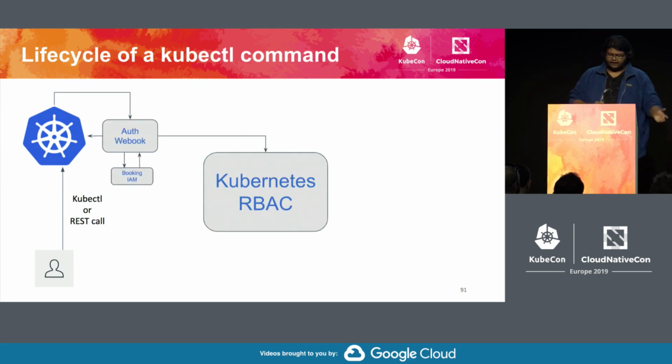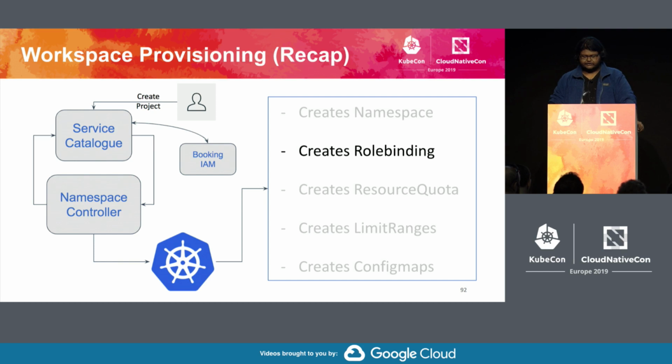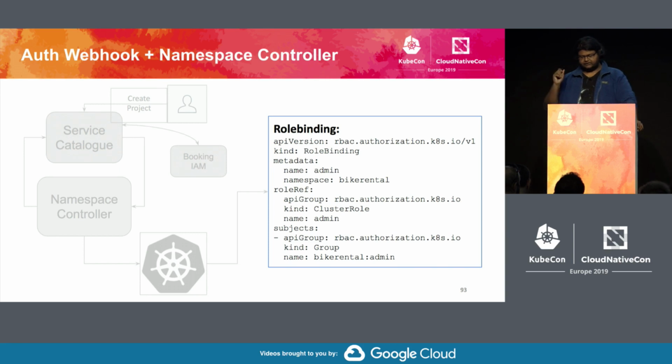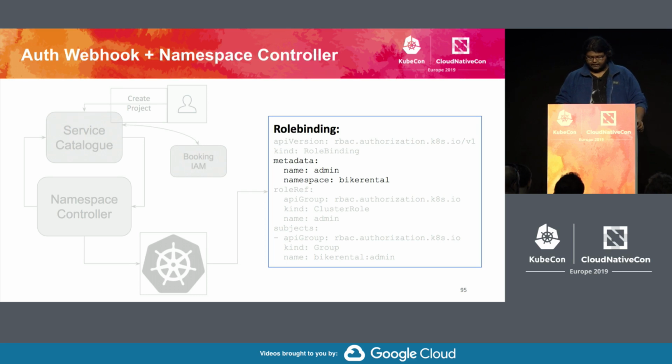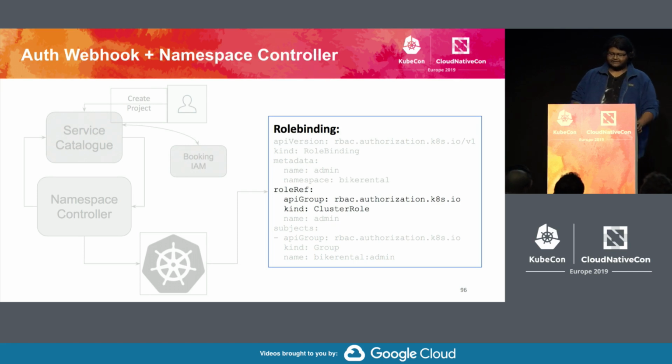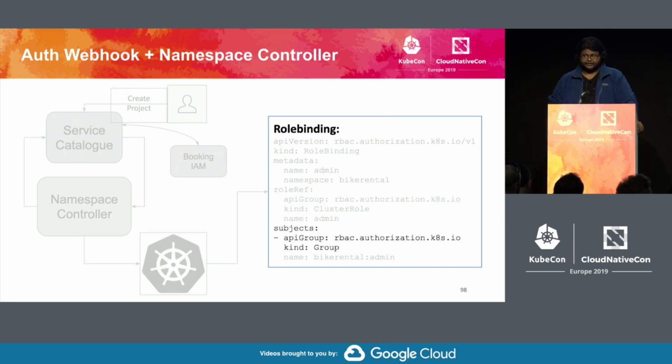The next thing, after authenticating this request, is that it goes through Kubernetes RBAC. Now, how does RBAC know about this request? Just a quick recap: in the workspace provisioning we saw, the controller created this role binding object in the namespace. The role binding object definition looks like this. It is kind RoleBinding. It has the namespace name kubectl that I created. The name of the role binding object is admin, and the role reference here is ClusterRole admin. So it's referring to ClusterRole admin, and then it's assigning this role to a group, not any particular user, a group called kubectl:admin.